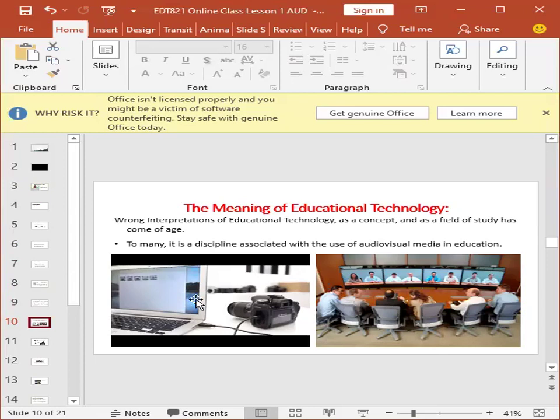As you can see, we are seeing a laptop and also a digital photographic camera. We are also seeing people brainstorming. This is what they call video conferencing. You're in a seminar or in a conference.